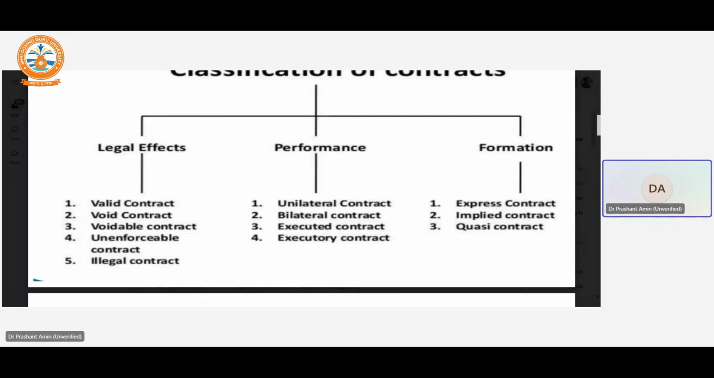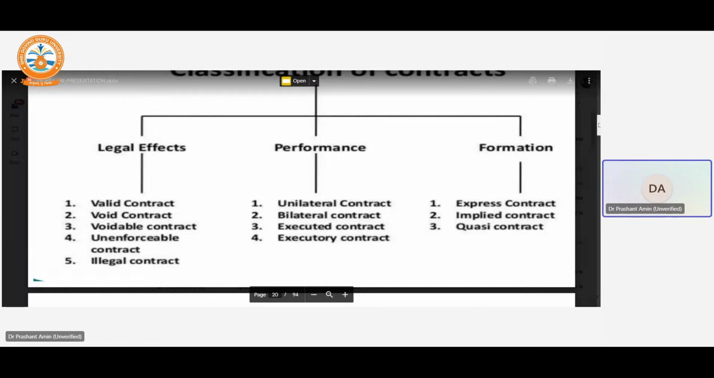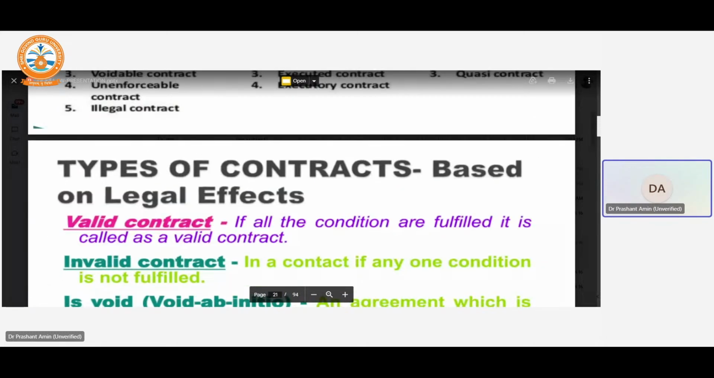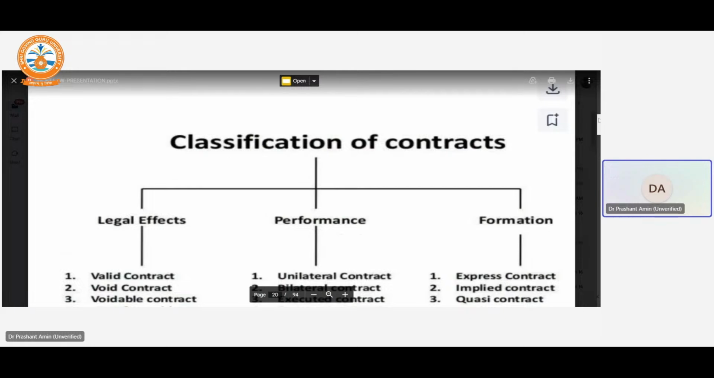Formation of the contract: express means written, implied means you have not written it into the document but it is implied, and quasi contract, which means a combination of both express as well as implied, right? So let us understand the meaning of those terminologies which we have seen in the classifications, right?